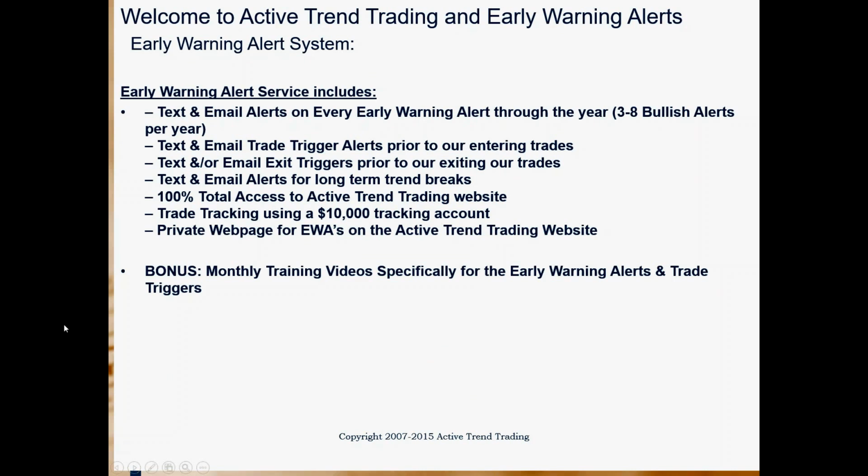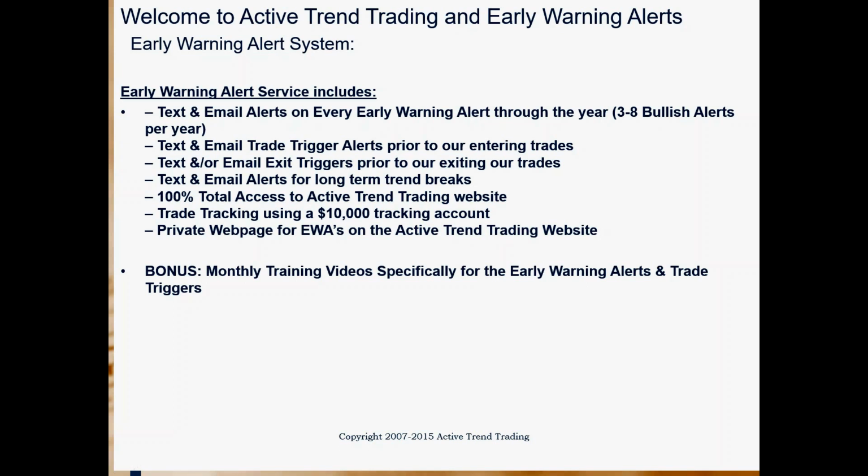The early warning alert system provides us text and email alerts on every early warning, both pre-alert and alert throughout the year. And we typically expect to get somewhere between 3 and 8 bullish alerts per year. Text and email alerts, trade triggers, alerts prior to our actually entering the trade. So this first trade up here is kind of a standby, get ready. We have our first indication that we're going to get a market reversal. The second one is when our other proprietary triggers have kicked in and we are then ready to enter the trade.